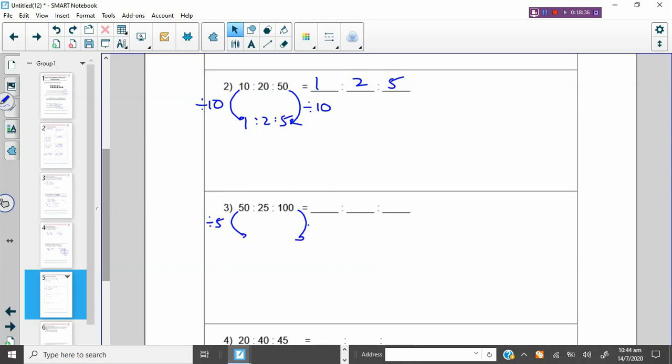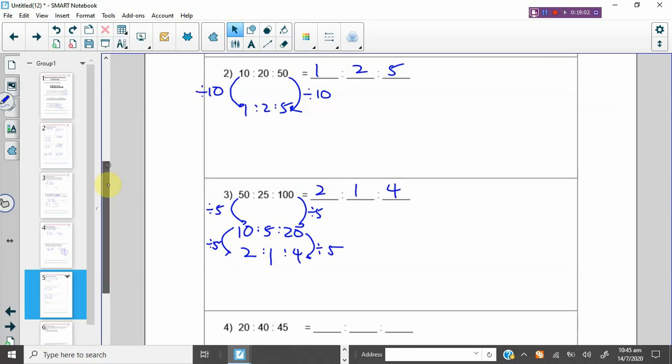Can you divide all the numbers by 5? 50 divided by 5 is 10. 25 divided by 5 is 5. 100 divided by 5 is 20. So can you divide some more? Yes, I can continue to divide by 5 again. So 10 divided by 5 is 2. 5 divided by 5 is 1. And 20 divided by 5 is 4. So what's my ratio? 2:1:4. Okay, so it's not that hard to simplify the ratio.